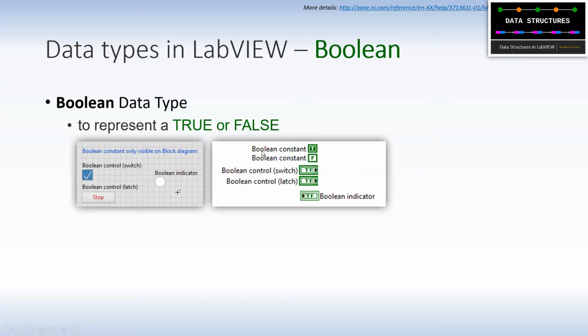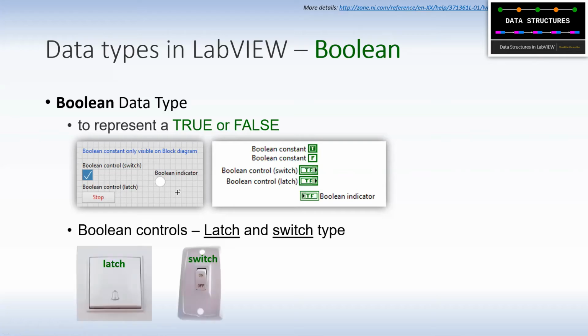Okay. So this Boolean constant is either true or false. As I mentioned, it is a Boolean control, but it has two types. Two categories are there. Okay. So one is called a latch type, and another one is switch type of buttons. Okay. When you press it, it will run.